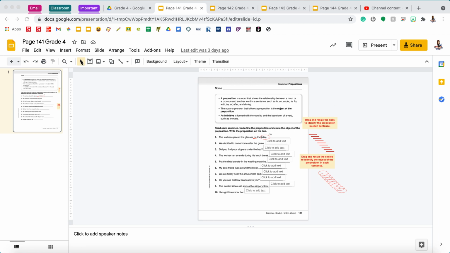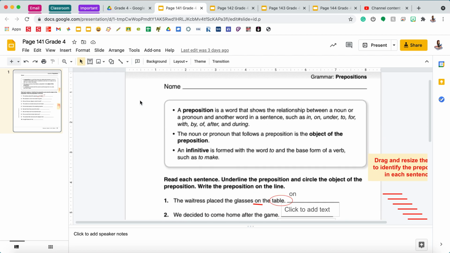Your first page is page 141, and we are looking at prepositions. A preposition is a word that shows the relationship between a noun or a pronoun and another word in a sentence. Some prepositions are words like in, on, under, to, for, with, by, of, after, and during. The noun or pronoun that follows a preposition is the object of the preposition, or what it's about.